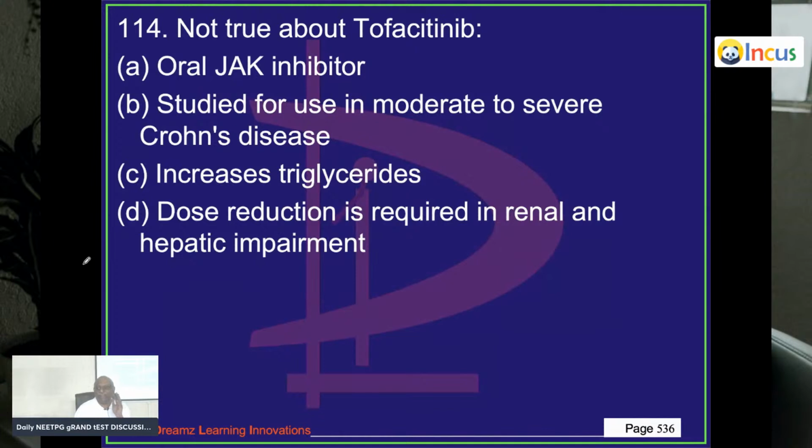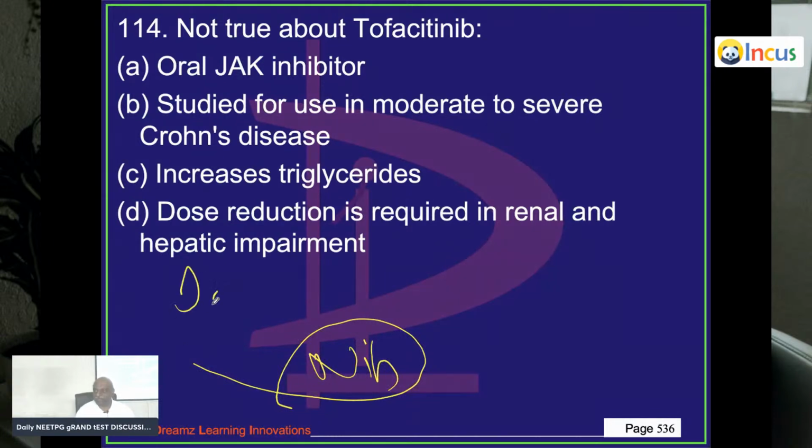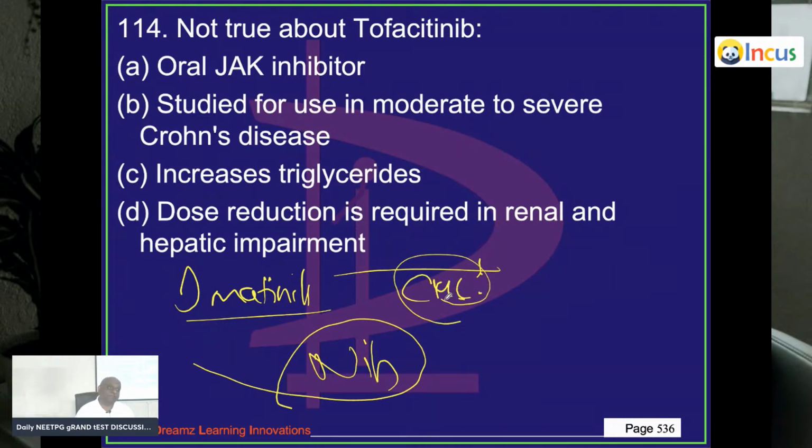Tofacitinib, one nib will nib you in the exam hall. Sometimes two nibs, like imatinib mesylate. Where do you use it? Come on, doctor. Imatinib mesylate. I will ask only in common conditions. Where is it used? Chronic myeloid leukemia, CML, Diksha.